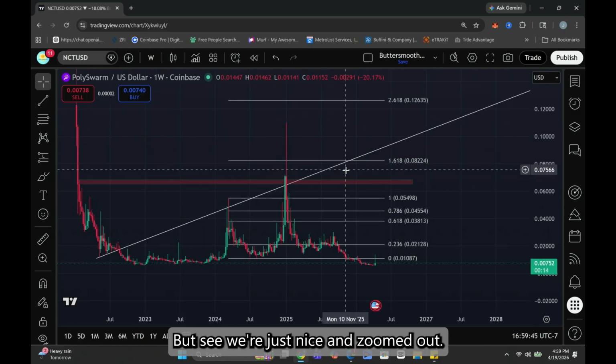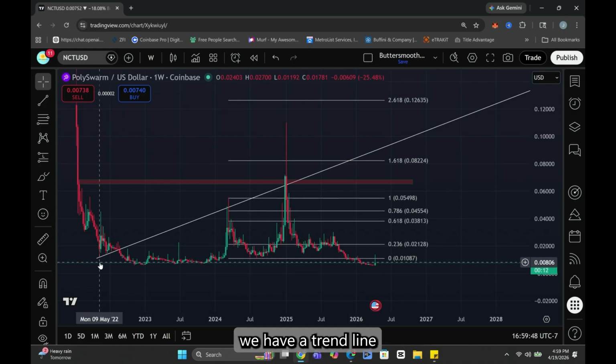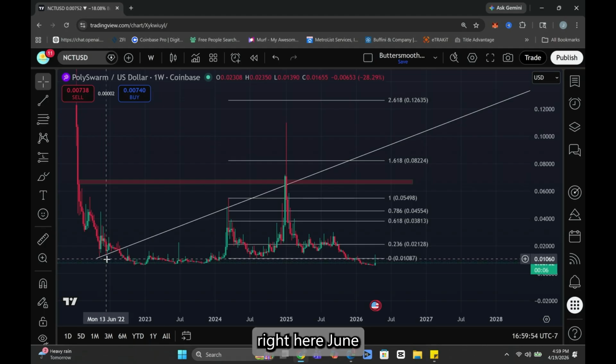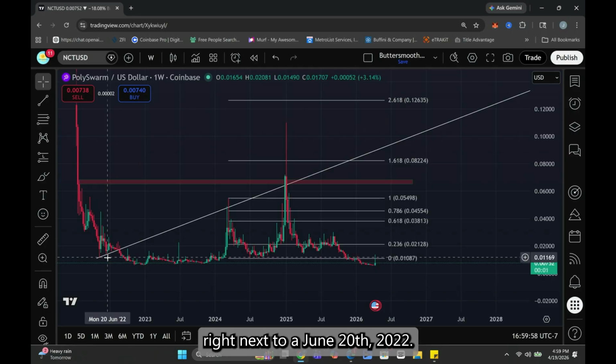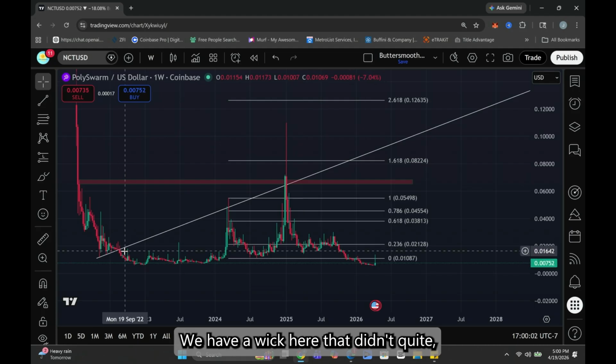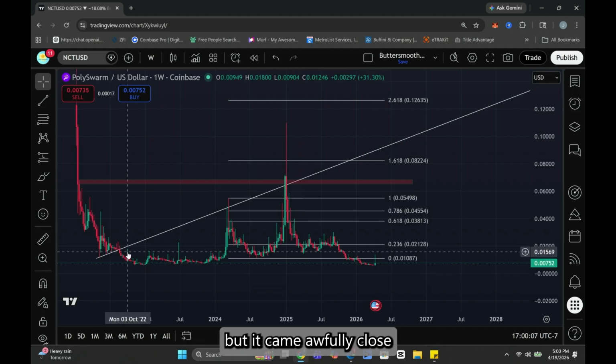But see, we're just nice and zoomed out. You could see here we have a trend line drawn from May 9th, 2022. And we have a couple touch points right here, June 13th, and possibly right next to it, June 20th, 2022. And we have that extended out to the right. We have a wick here that didn't quite touch the trend line, but it came awfully close, October 3rd, 2022.